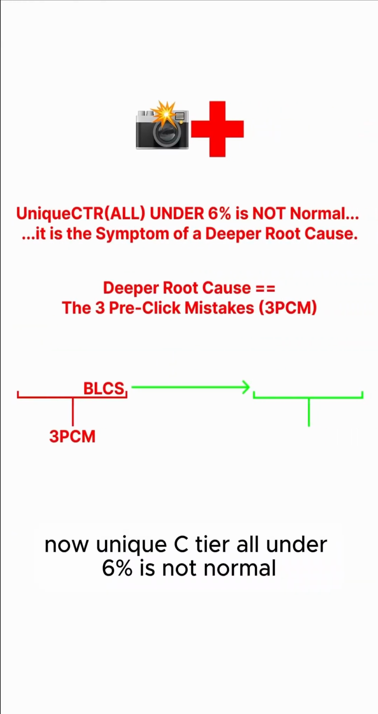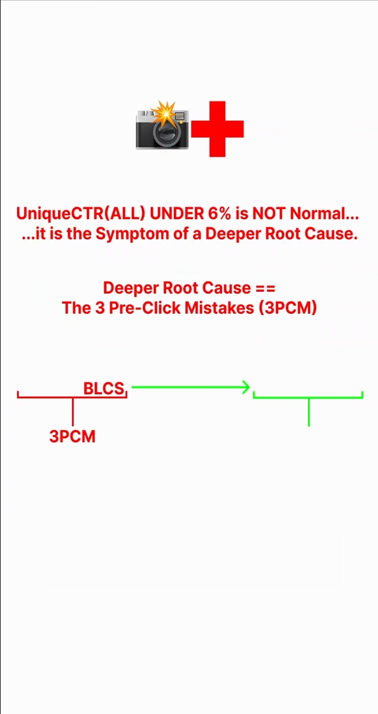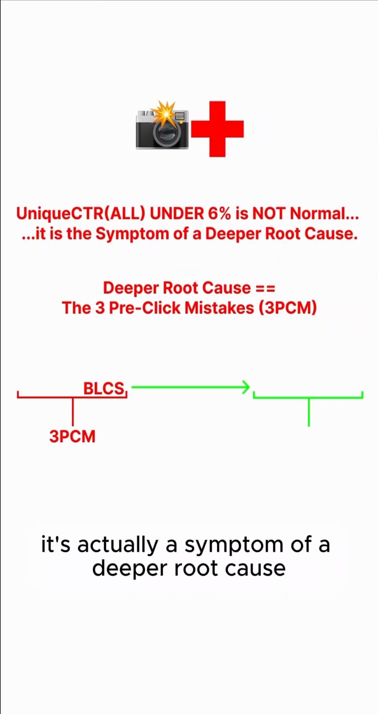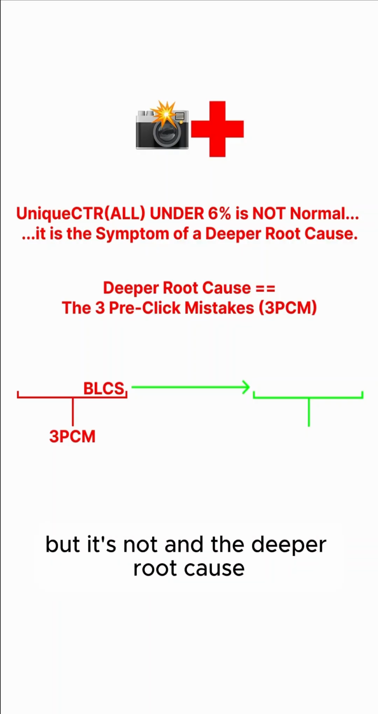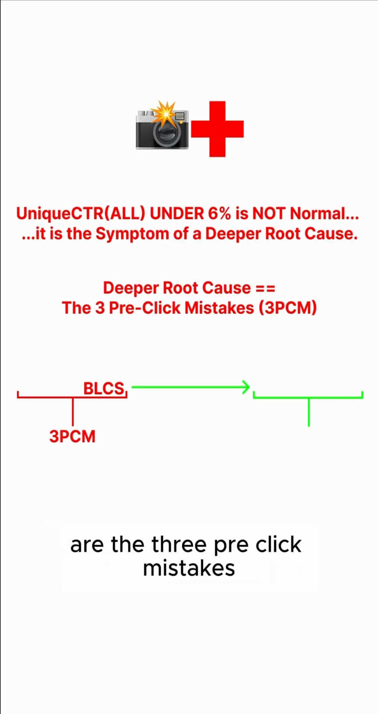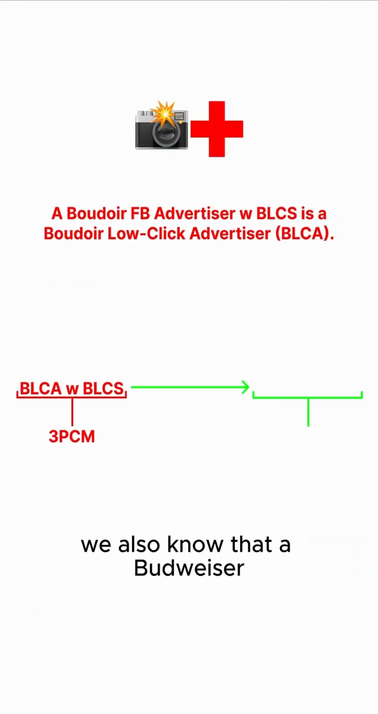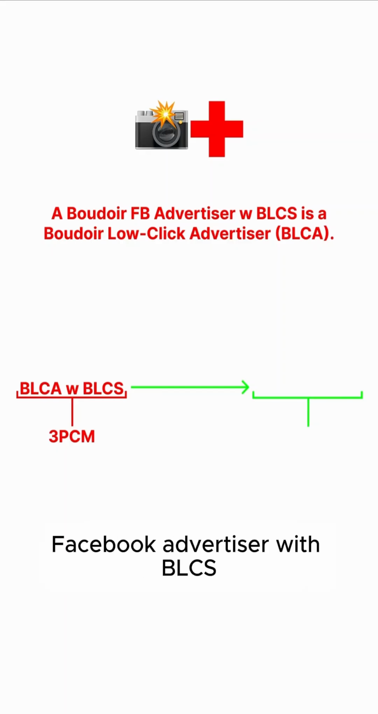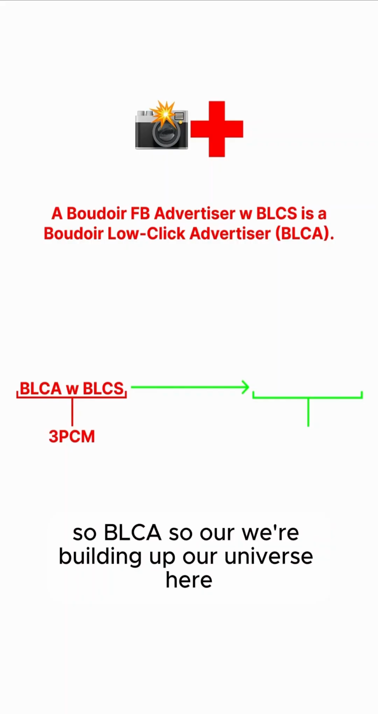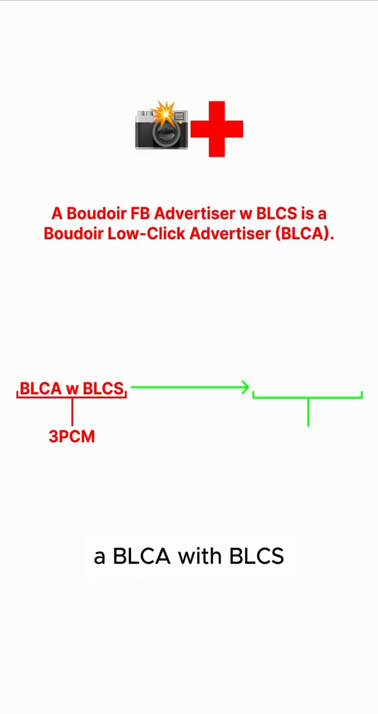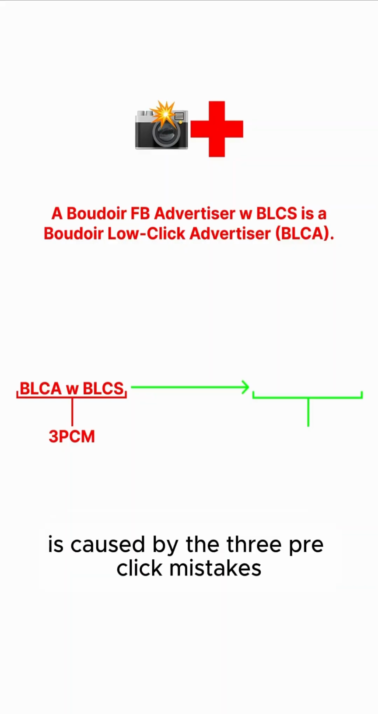Now, unique CTR under 6% is not normal. It's actually a symptom of a deeper root cause. Everyone believes it's normal, but it's not. And the deeper root cause is the 3 pre-click mistakes. We also know that a boudoir Facebook advertiser with BLCS is a boudoir low-click advertiser, so BLCA. So, all right, we're building up our universe here. A BLCA with BLCS is caused by the 3 pre-click mistakes.